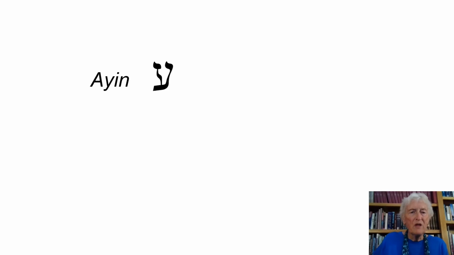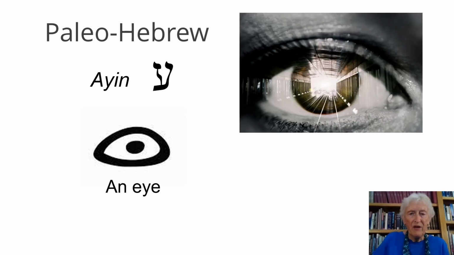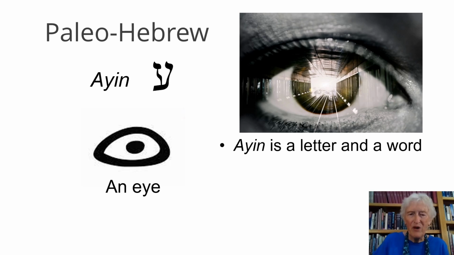So here's the letter. You need to recognize the letter Ayin. The Paleo Hebrew is always fun to look at. The Paleo Hebrew looks like an eye. And I've got a picture here of the eye, which not only looks out, but you can look in to the eye. The eye is an incredible part of the body. So Ayin is a letter, but it's also a word that means eye.